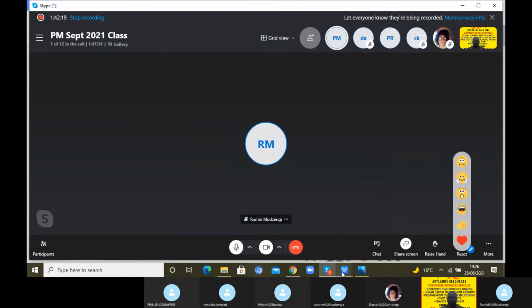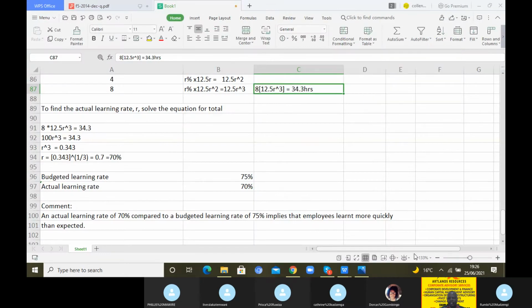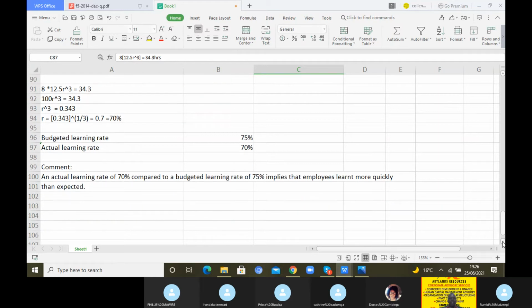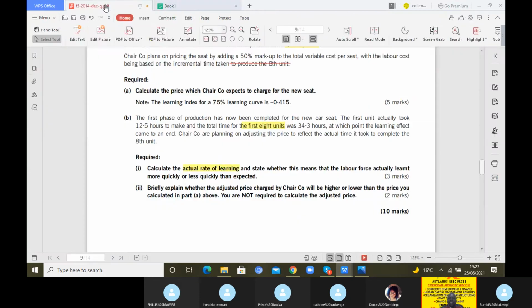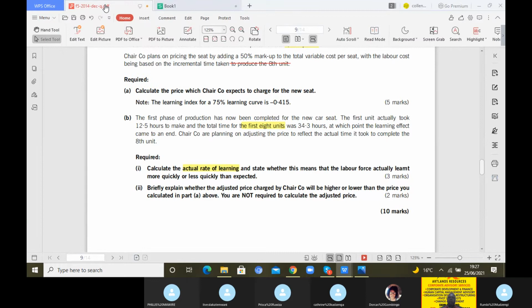So if I come to the question here, part B1 says, explain whether the adjusted price will be higher or lower. So the answer is the adjusted price will be lower. Reason, an improved learning rate. Remember, if the learning rate falls from 75 to 70, it's an improvement.